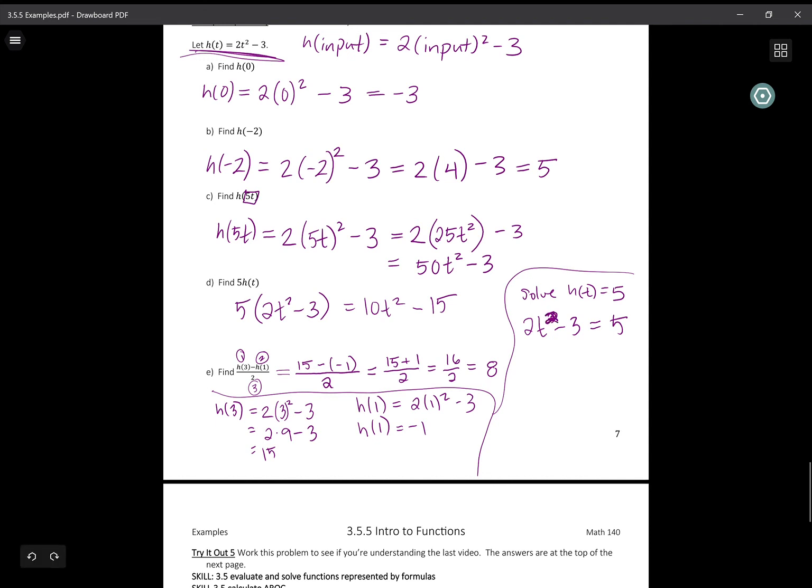That was definitely squared. Okay, so hopefully that gets you started on evaluating functions. We're going to mess with this a lot this quarter, but just let me know if you have any trouble.